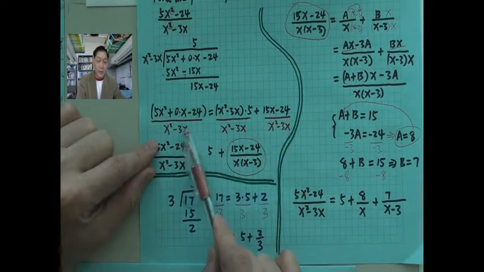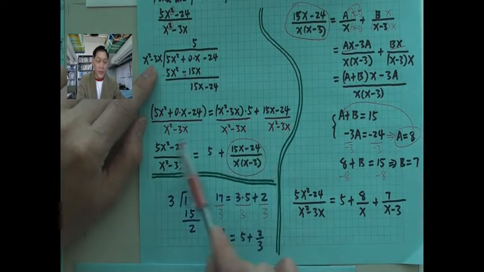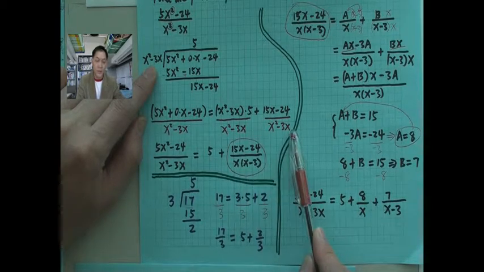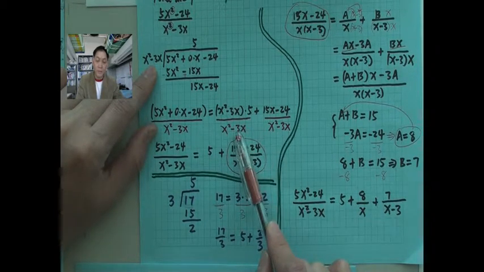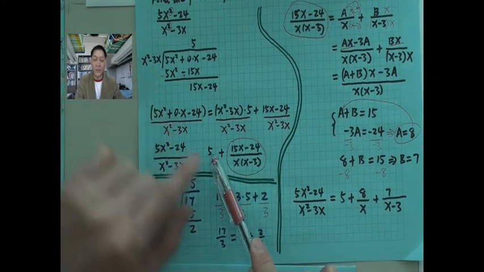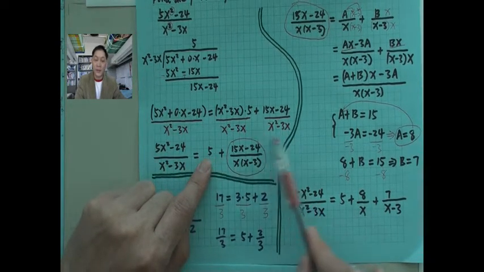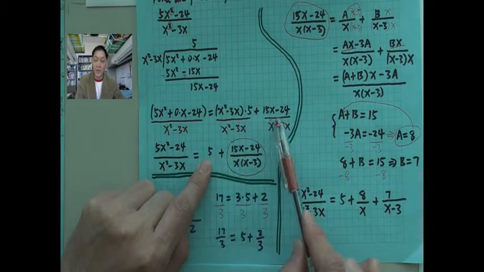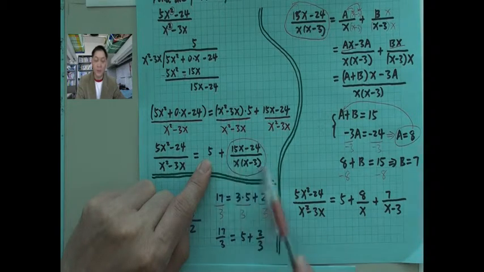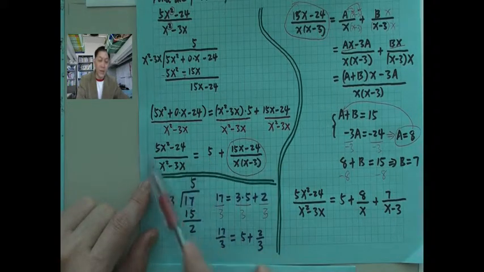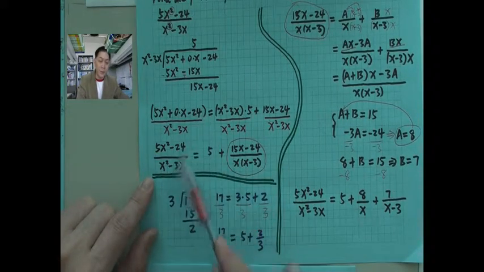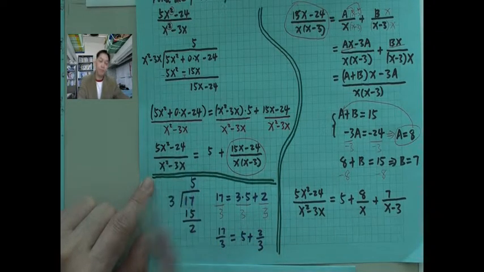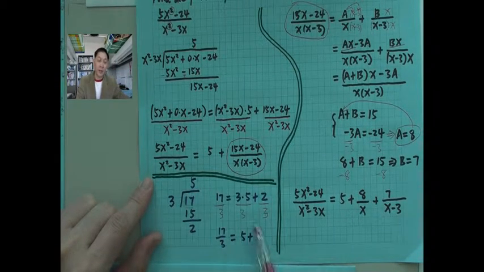And both sides divided by this divisor, x squared minus 3x. So you can cancel this one. They are the same. You have a 5 here. And here is just the remainder, 15x minus 24 over the divisor. The left-hand side, we didn't do anything, we copied. The 0x we didn't write here, we don't need the 0. So this is just to help us understand why we got that.